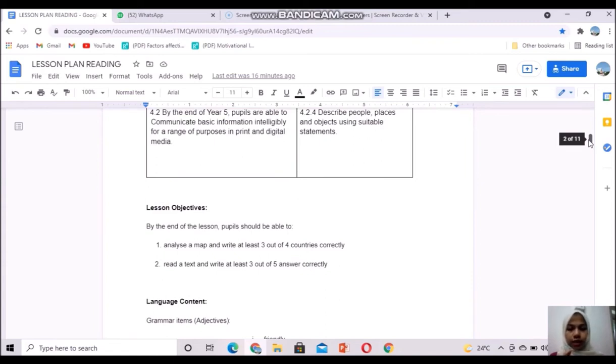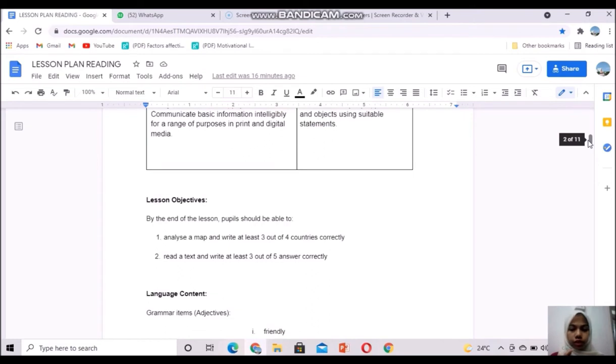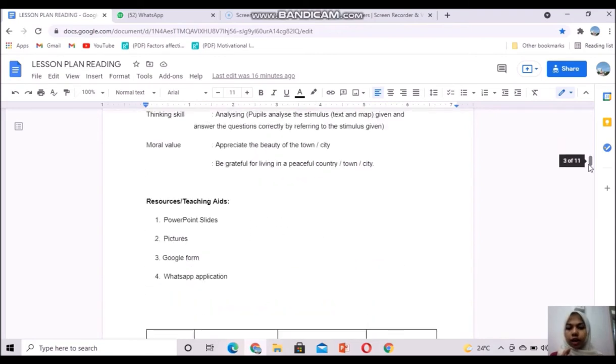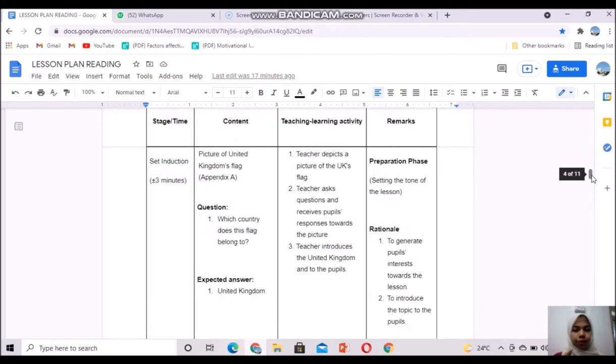First one is analyze a map and write at least 3 out of 4 countries correctly. And the second one is read a text and write at least 3 out of 5 answers correctly because we are doing reading. And here is our language content, which we focus on adjectives. And here are the resources that we are going to use in our lesson plan, which are a PowerPoint slide, pictures, Google Form, and also the WhatsApp application.